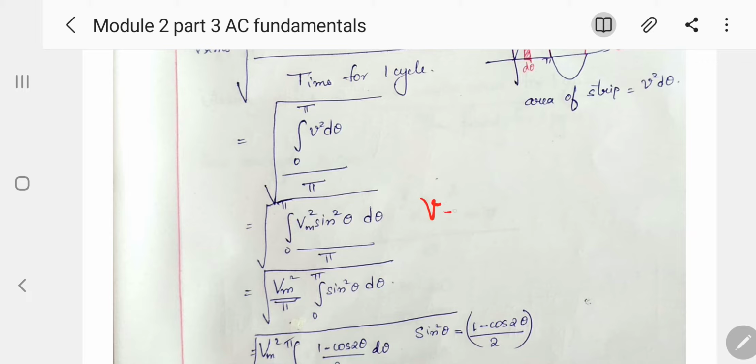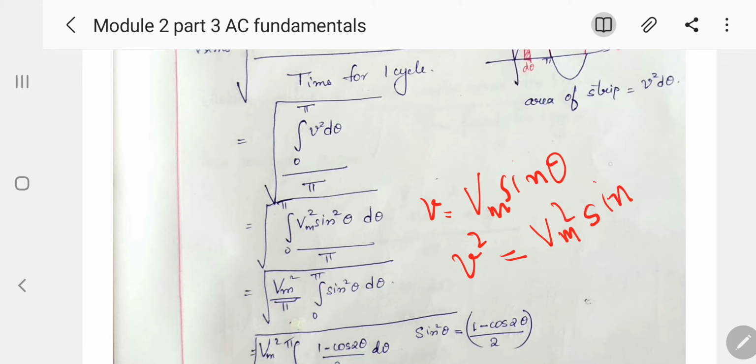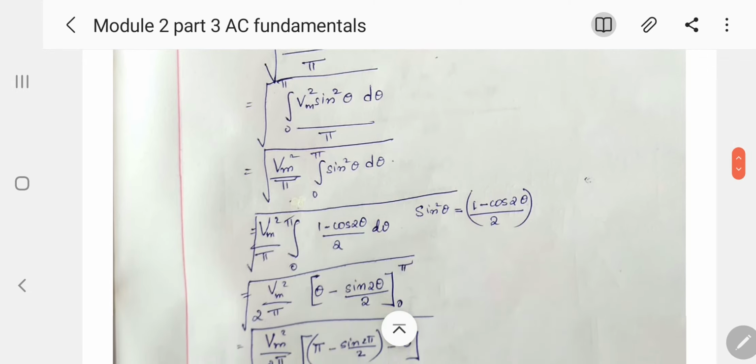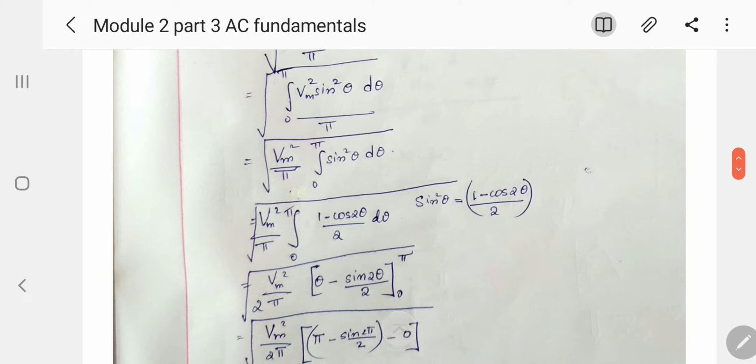Instead of v, we can substitute as Vm sin theta. So when substituting this, your equation becomes v square means Vm square sin square theta. Okay, don't make a mistake here. Vm square sin square theta. Now we are going to substitute these values here. So integral 0 to pi Vm square sin square theta d theta by pi. Then taking the constants outside, so totally root of, Vm square is a constant, pi is a constant, taking these outside, you will be getting integral 0 to pi sin square theta d theta.